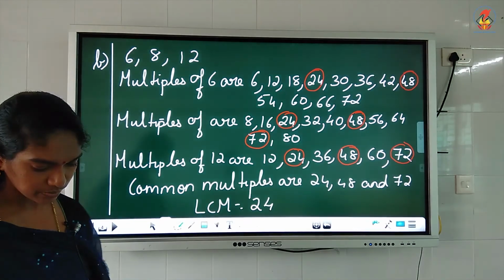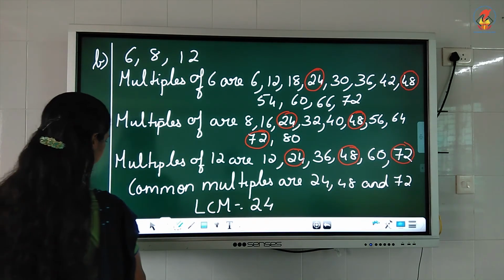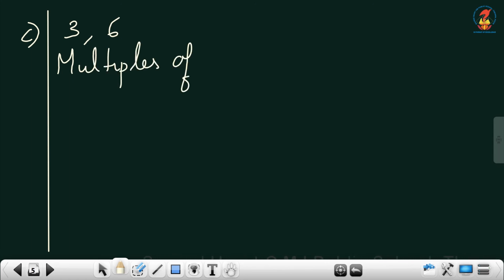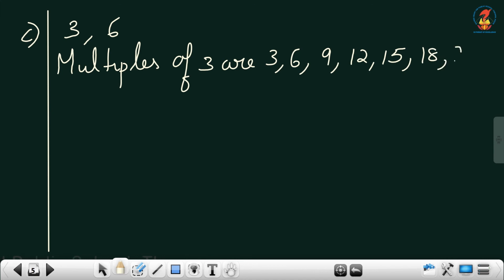Okay, children. Let's give you one more question. See, 3 and 6. Multiples of 3. Tell me what are the multiples of 3? 3 ones are 3, 3 twos are 6, 3 threes are 9, 3 fours are 12, 3 fives are 15, 3 sixes are 18. Then 3 sevens are 21, 3 eights are 24, 3 nines are 27, 3 tens are 30.